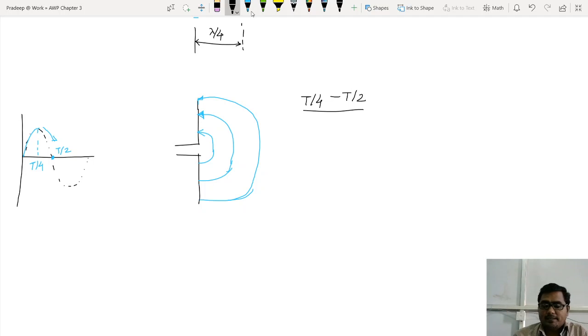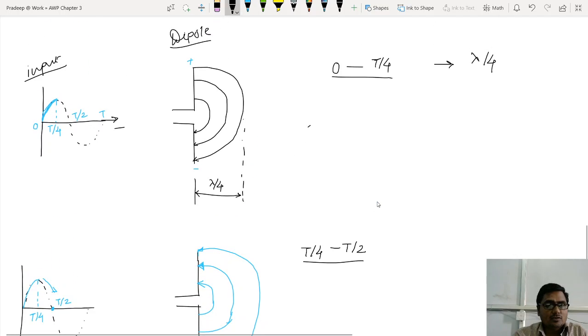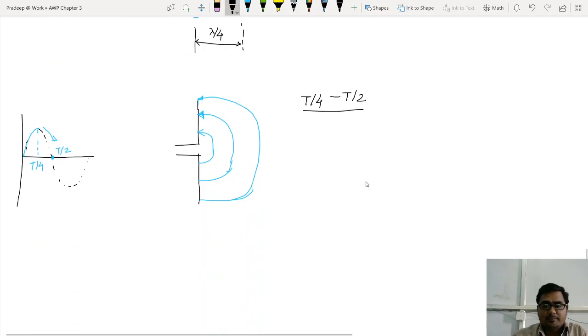Is it? So where did the earlier electric fields go? Is it? What happened to them? It means from 0 to T by 4, where did the waveforms here go? Where did the lines from 0 to T by 4 go? Where are they? Yes, they are here and we need to draw them. Look at this. But look at the direction. The direction will be as it is.